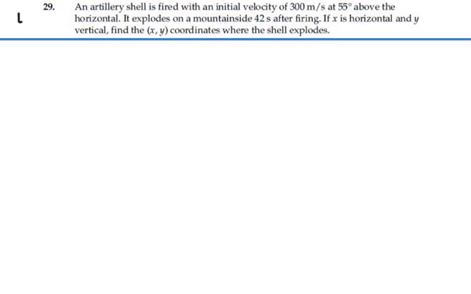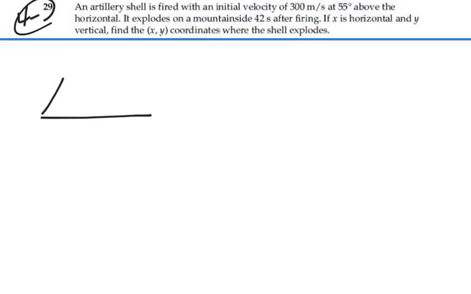Here's problem 429. An artillery shell is fired with initial velocity of 300 meters per second at 55 degrees above the horizontal. It explodes on a mountainside 42 seconds after firing. If x is horizontal and y is vertical, find the xy coordinates where the shell explodes.